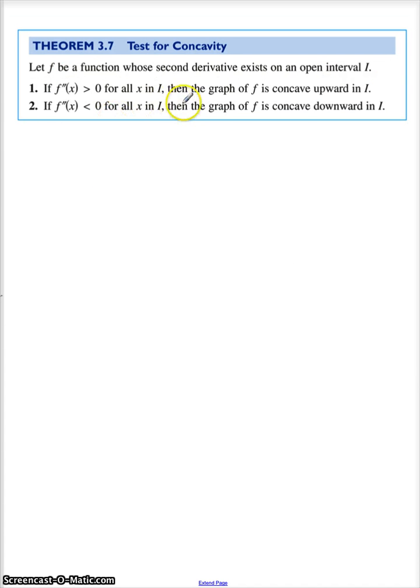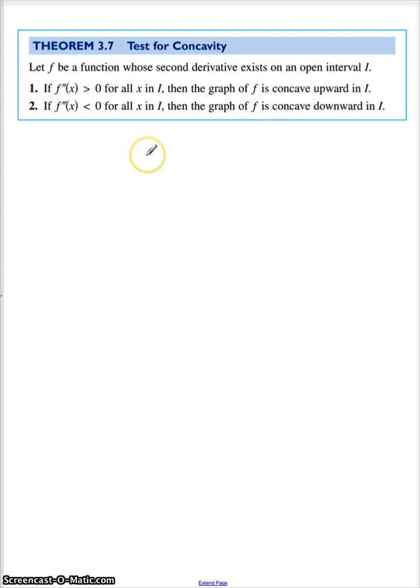Now, the test for concavity is really pretty straightforward. Let f be a function whose second derivative exists. If the second derivative is positive, then it's concave up. If the second derivative is negative, then it's concave down.